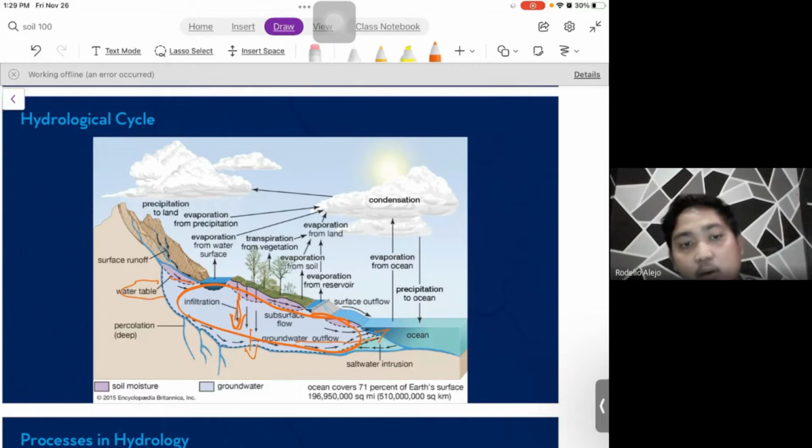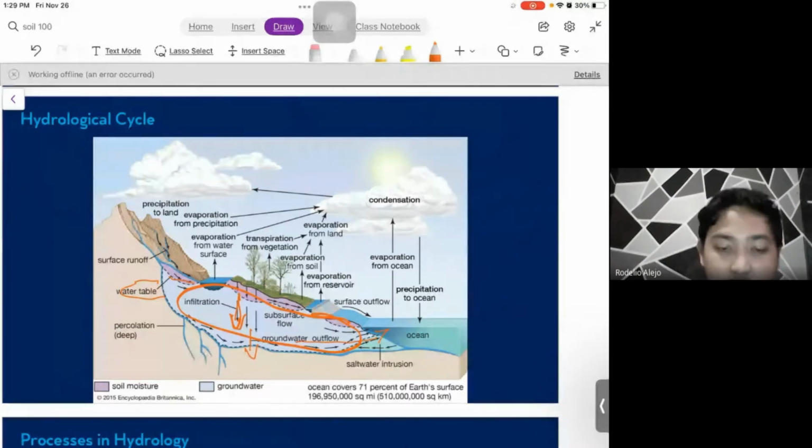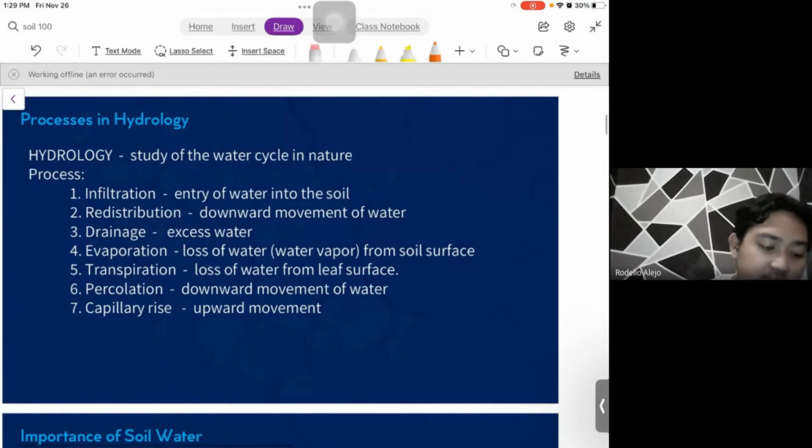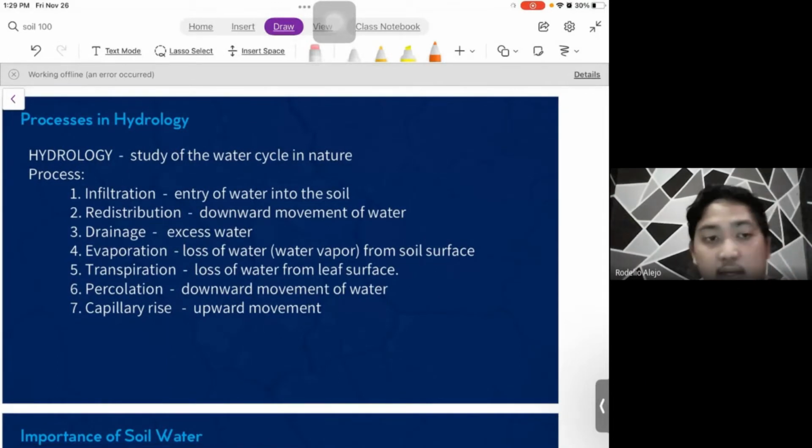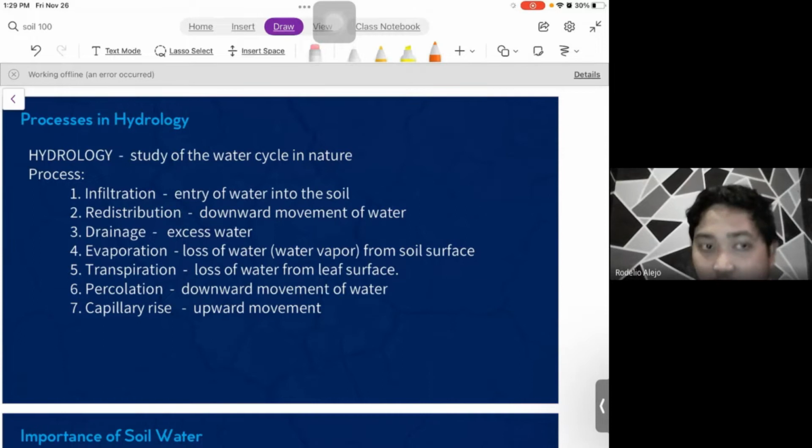So that's how soil is part of the hydrological cycle. So what are the different processes in hydrology? So first, we need to define hydrology as the study of water cycle in nature. So hydro means water, and logos means study.